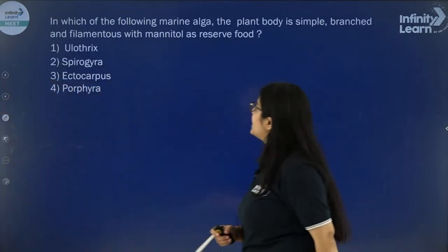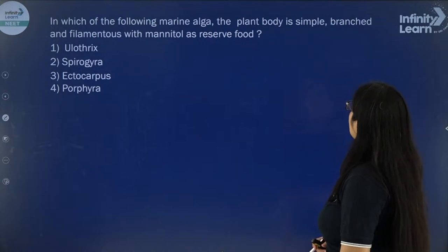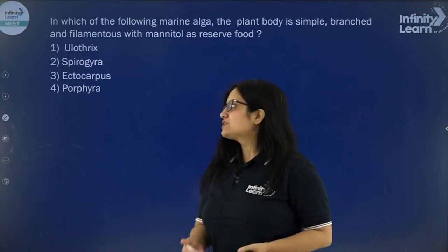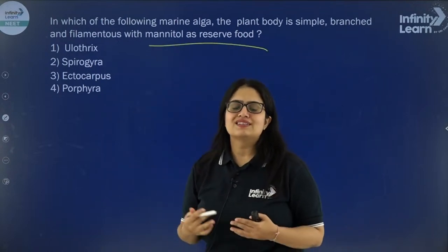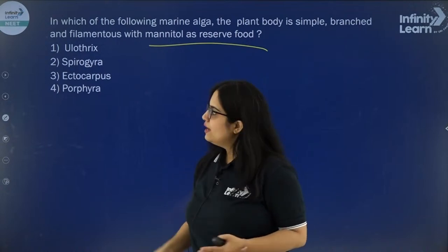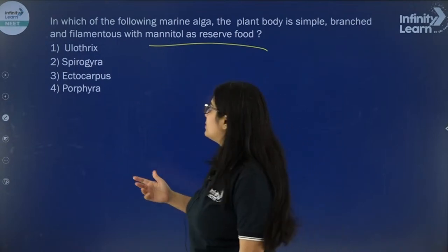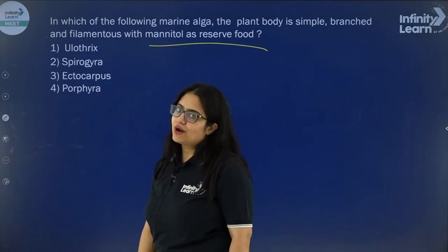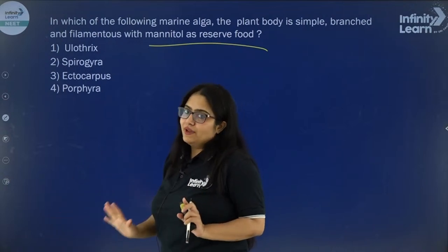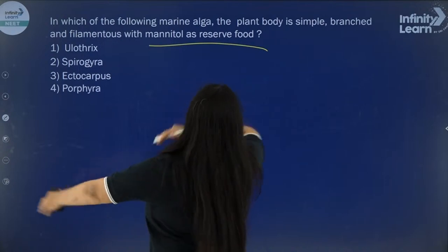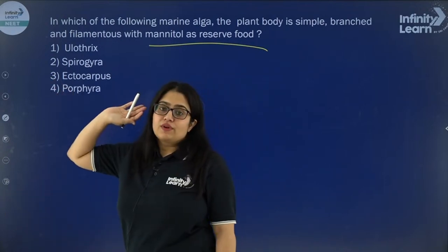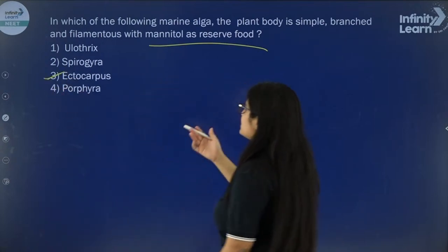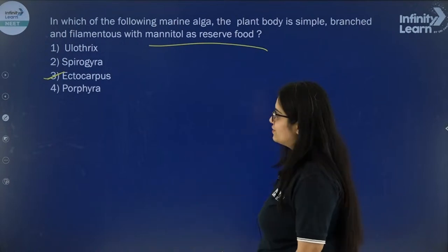Which of the following marine algae has a plant body that is simple, branched, filamentous with mannitol as the reserve food material? So remember, with this point only, it should be clear: reserve food material is mannitol, which is seen, my dear students, in members of brown algae. Now, out of the four options, can you tell me which one is brown algae? Pretty simple. Oedogonium is green algae, Spirogyra green algae, Porphyra is the red algae, only Ectocarpus is the brown algae, and Ectocarpus is the one that is simple branched, right? It is simply branched, it is not profusely branched like the other members of brown algae, which you term kelp, Macrocystis, etc. So this answer is Ectocarpus. And it was pretty simple also, only one member is brown algae and the rest are of different groups.